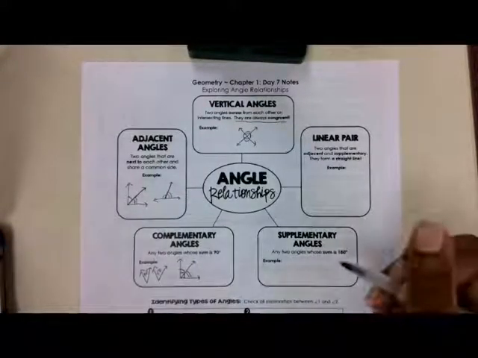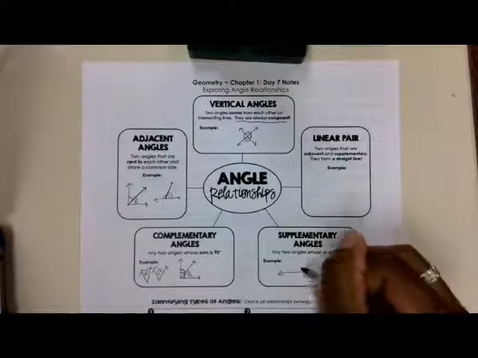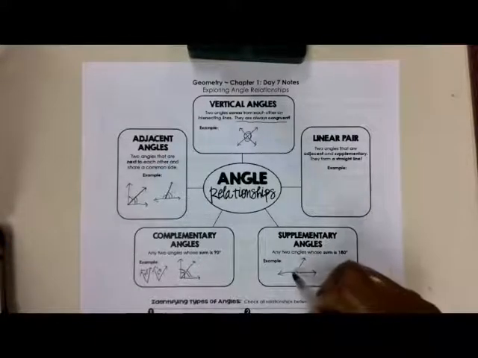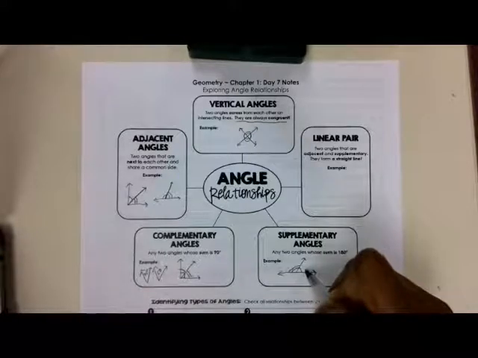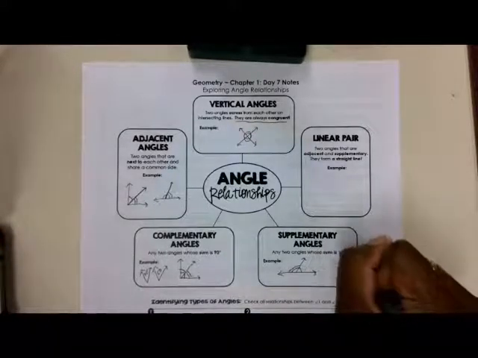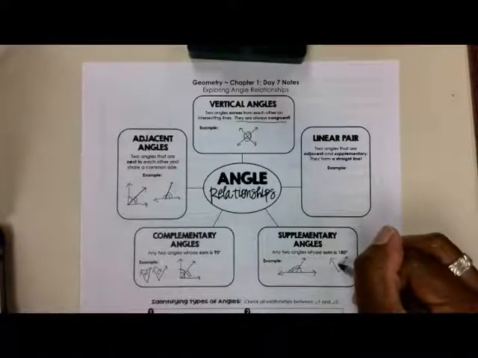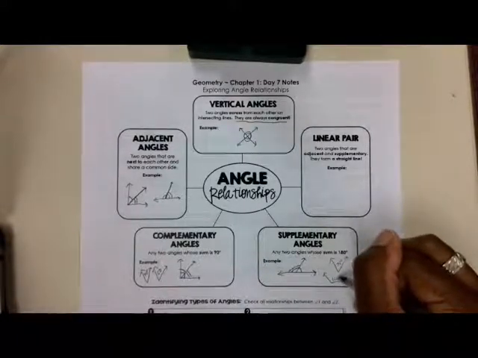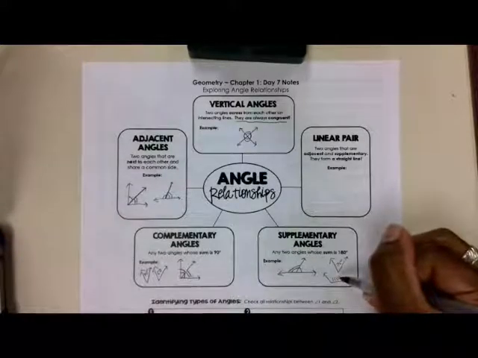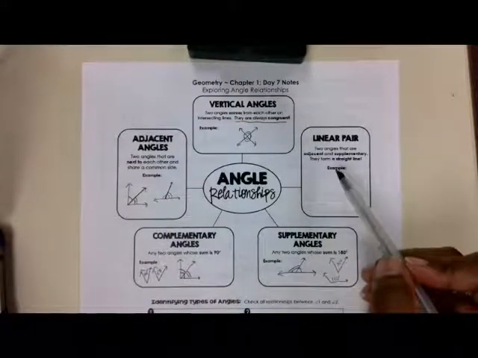Supplementary angles are 2 angles whose sum is 180. So if we look here, a straight line makes 180 degrees. So this angle plus this angle equals 180, so therefore these are supplementary. Now again, we could have 2 angles, like this angle, we'll say that this is 70 degrees, and then we have this angle here, and it's 110 degrees, and 70 plus 110 is 180, so it's supplementary. So then a linear pair are 2 angles that are adjacent and supplementary.